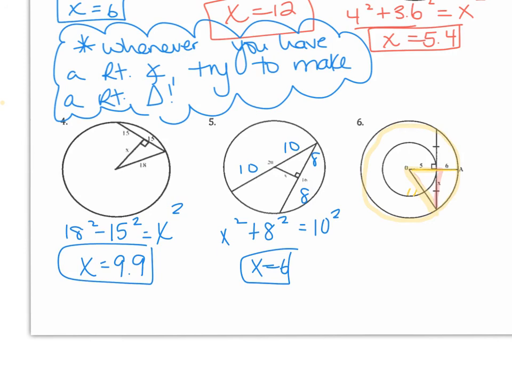So now I'm ready to rumble. I have 5 squared plus x squared equals 11 squared. Solve for x. x is 9.8.